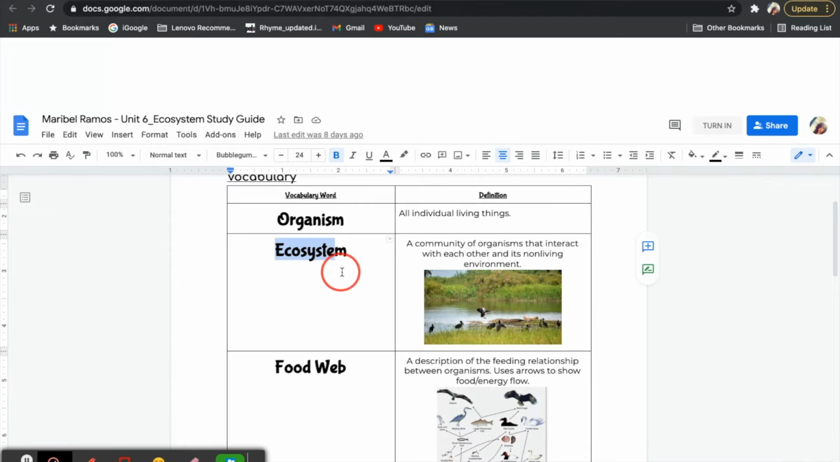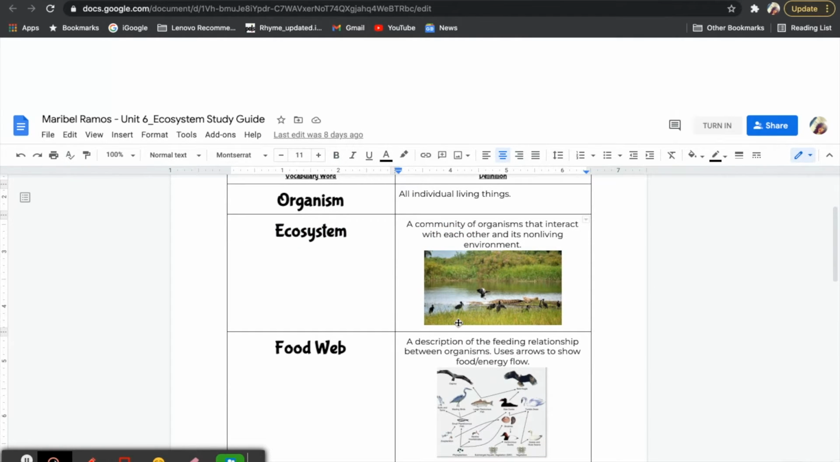An ecosystem is a community of organisms that interact with each other in its non-living environment. And there are many different ecosystems. There are deserts, there are oceans, there are forests. Those are some of the different ecosystems which we explored during our last year.